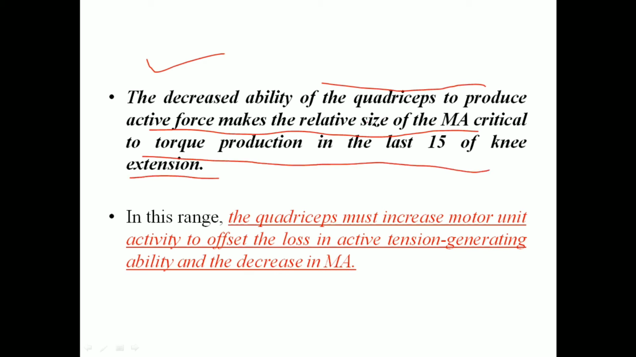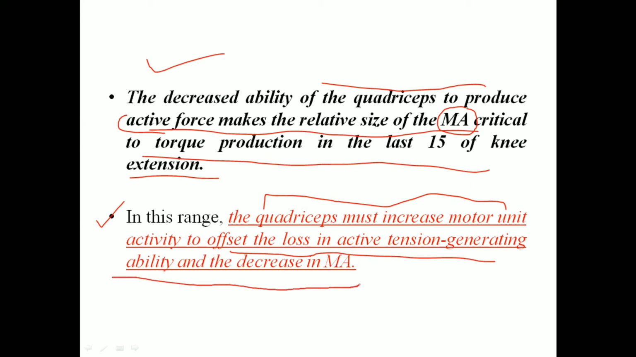Okay, now this will be a critical situation, because as we know, in the last 15 degrees the moment arm is reduced and the active contraction of the quadriceps is also reduced. The ability of the quadriceps is going to reduce. So how is it going to work? In this range, the quadriceps must increase the motor unit activity. The quadriceps muscle's motor units should become more active, and they have to offset the loss in active tension generating ability and the decrease in moment arm.